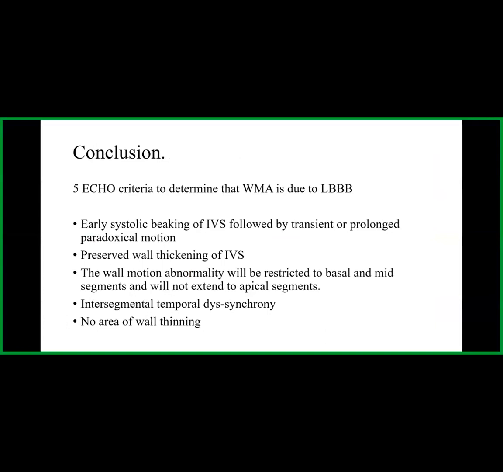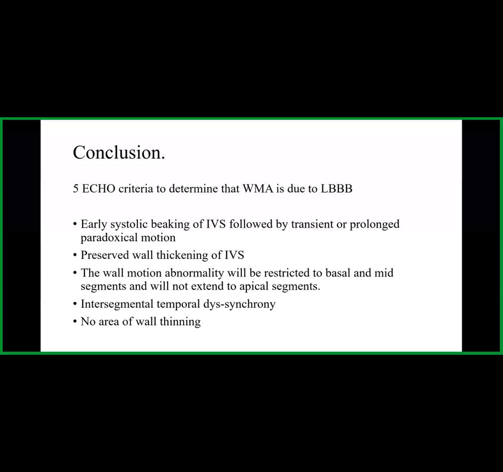So to conclude, we have 5 main echo criteria to determine that there is wall motion abnormality due to left bundle branch block. The first thing that we will see is an early systolic beaking of the intraventricular septum, followed by a transient or prolonged paradoxical motion. Another thing that we will notice is that the thickness of the IVS, or the intraventricular septum, is preserved; we do not expect a thickened IVS in such a condition.